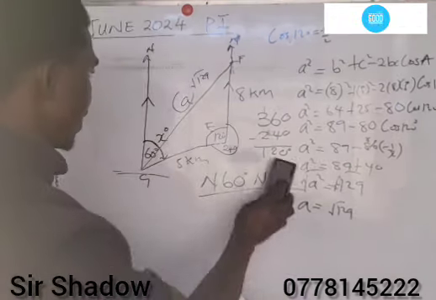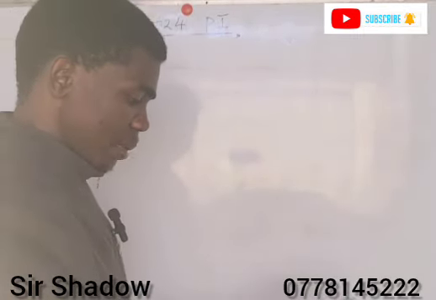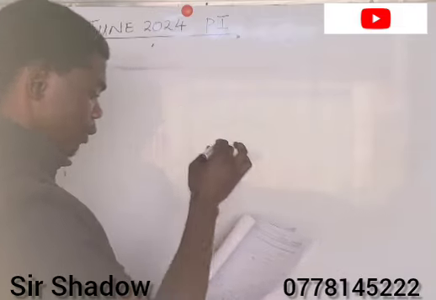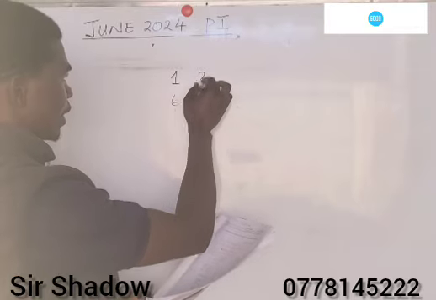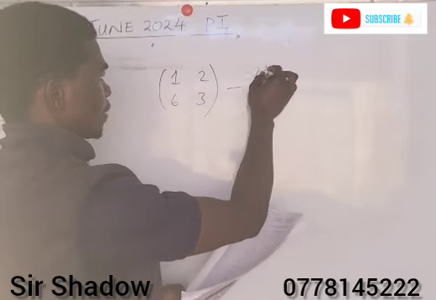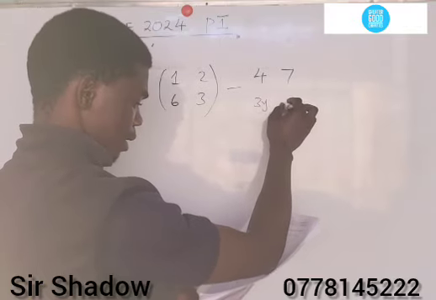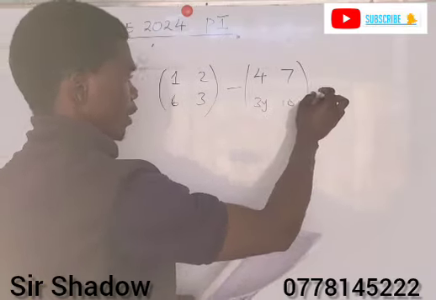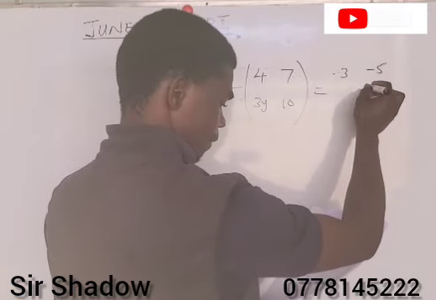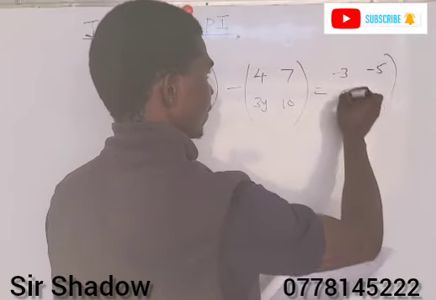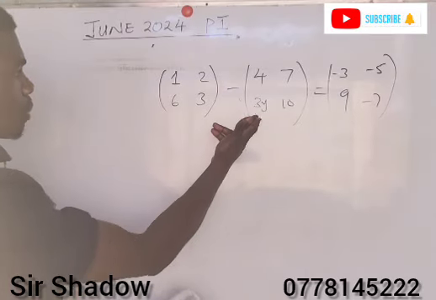Alright, let's move on. Question number 18. We are given this matrix: 2, 1, 2, 6, 3, minus 4, 7, 3y, 10 is equal to minus 3, minus 5, 9, minus 7. We want to find the value of y. So remember, y is here.